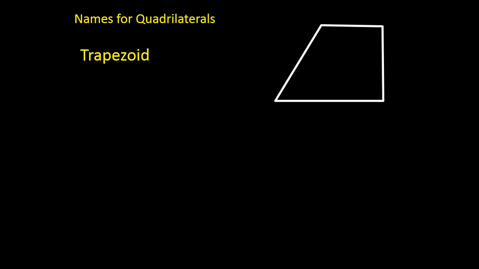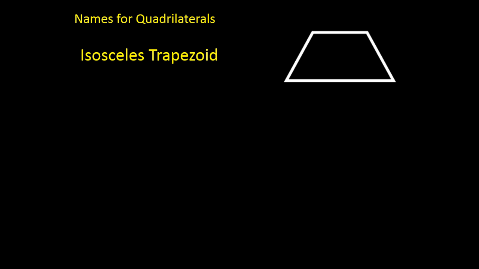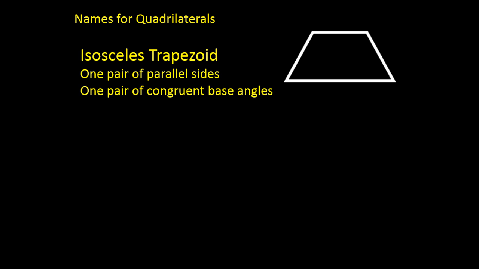A trapezoid has at least 1 pair of parallel sides. An isosceles trapezoid has exactly 1 pair of parallel sides and 1 pair of congruent base angles. It will also have 2 congruent non-adjacent sides. So in this case, that would be the side you see on the left and the side you see on the right.